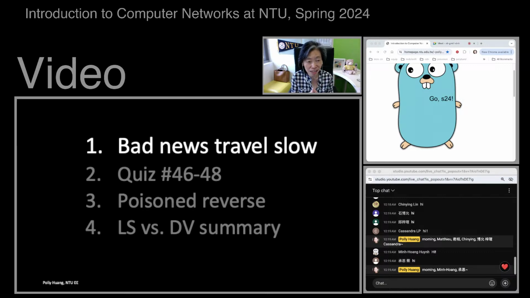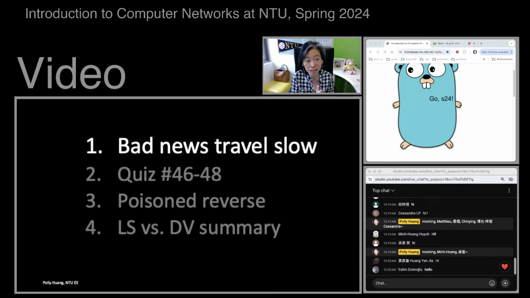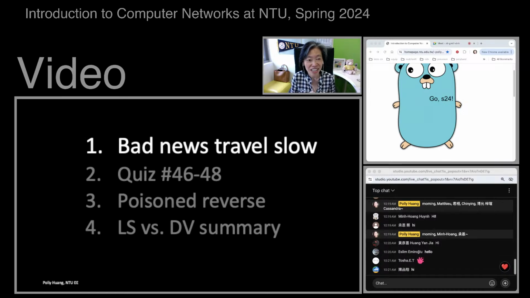And you heard Polly saying that the convergence time under the good case, or no change case, is about the diameter of the network. Now, bad news travel slow is a little bit tricky. Today we're going to go through 3 quizzes, 46 to 48, to make a point that bad news indeed travels really slow sometimes using distance vector. Okay, and that is a major headache using distance vector.